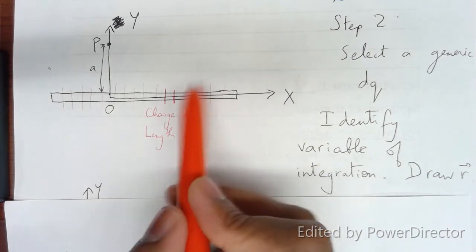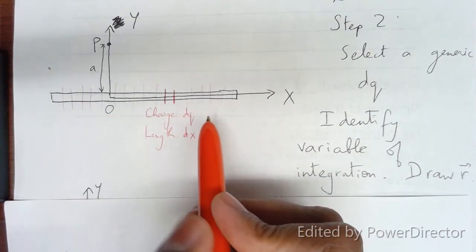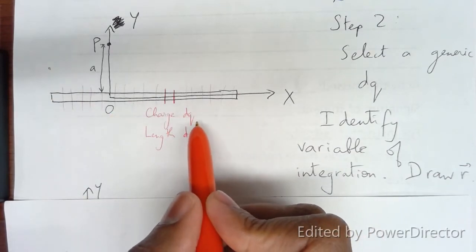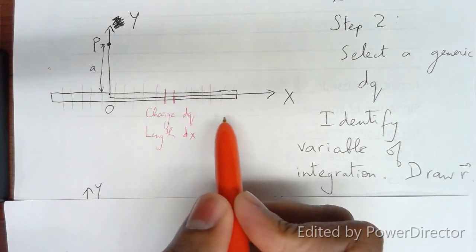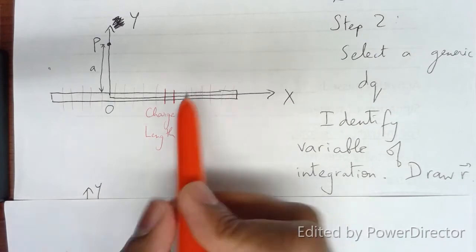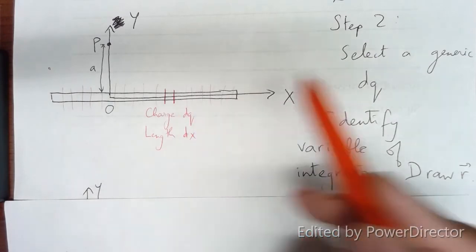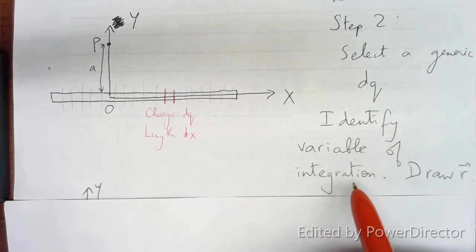I'm focusing on length because this is charge spread out along a length. If I was focusing on charge spread out across an area, I would cut out a small little bit of area and say it has a charge dq and an area dA. But here we're focusing on length. All right, so I've selected a generic dq. I identify the variable of integration.